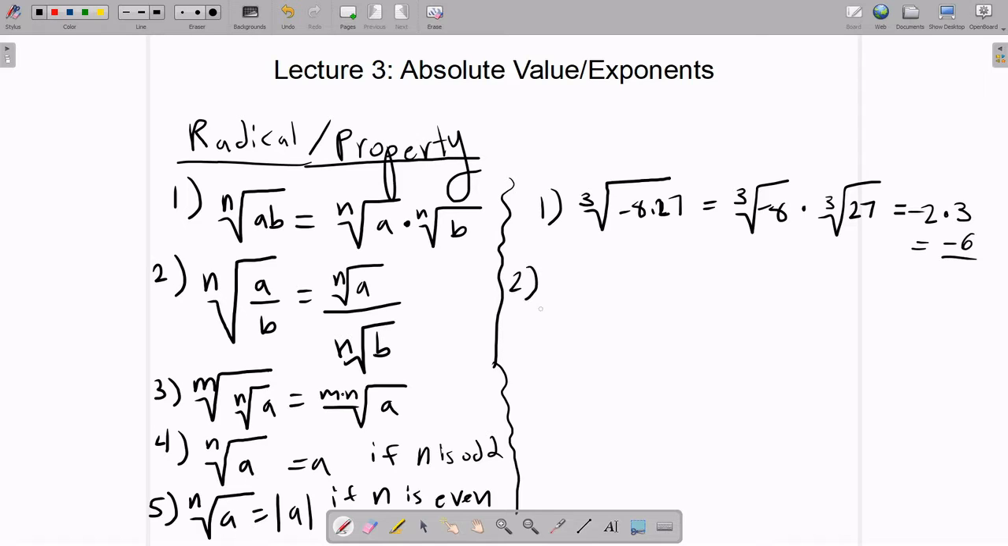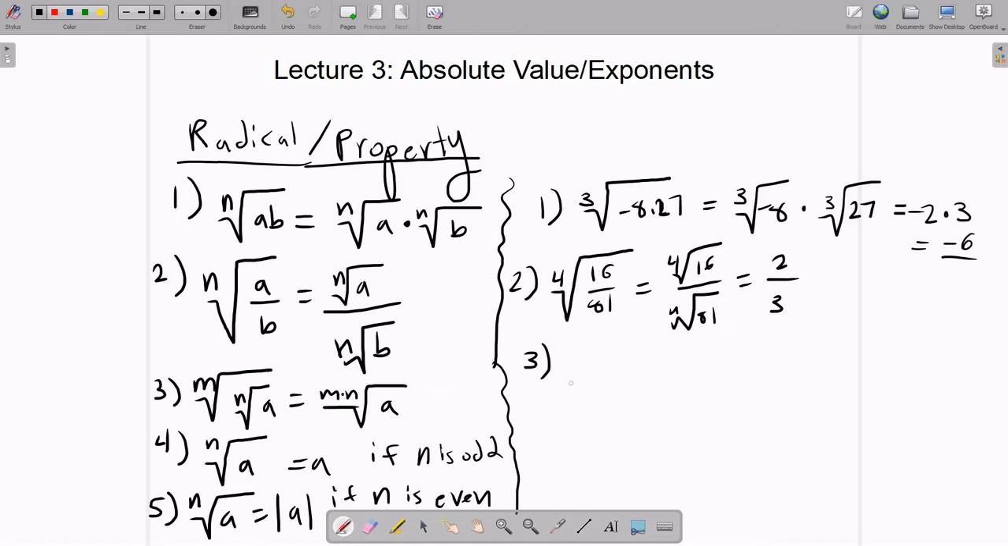For the second one, you can do the example of a quad root of the quotient 16 over 81, which is the equivalent of the quad root of the numerator divided by the quad root of the denominator, and it's equal to 2 over 3.